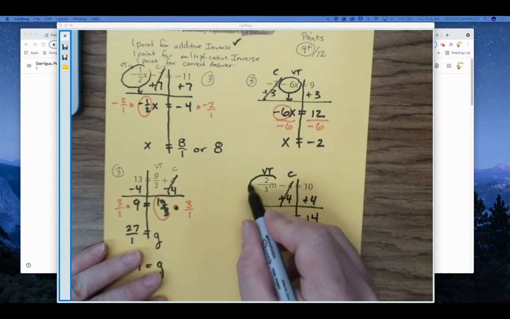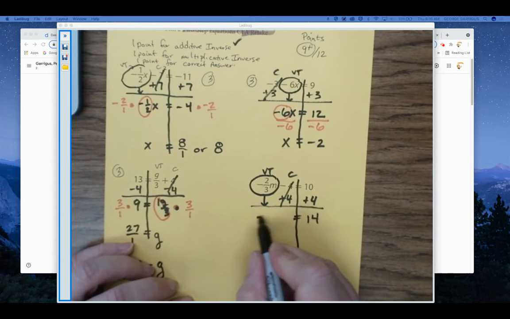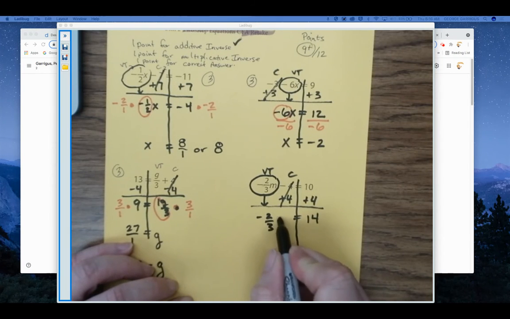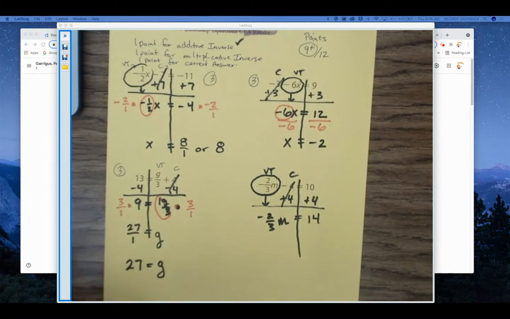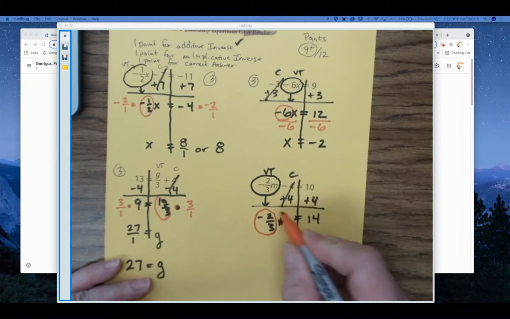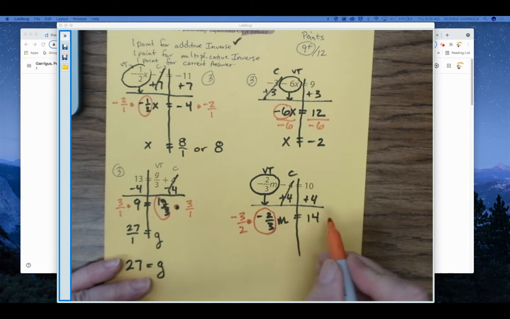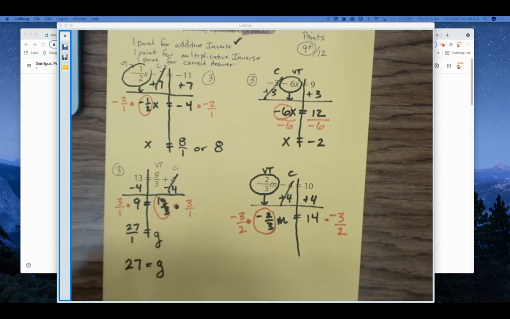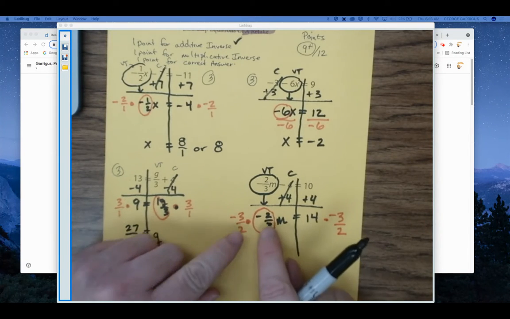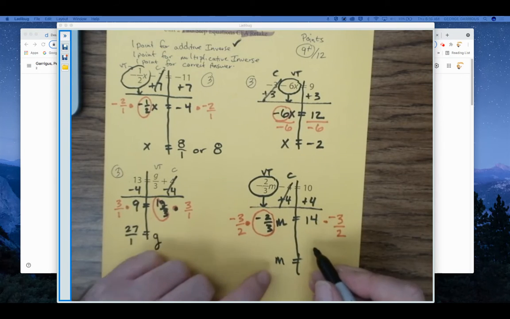We're going to bring the whole variable term down. The whole thing comes down. We don't leave anything behind. And now we're almost done. This is the coefficient. It doesn't include the variable. So we're just going to multiply by -3/2. Okay, we did all that because the purpose of that was to get m all by itself. So you can just write m there.